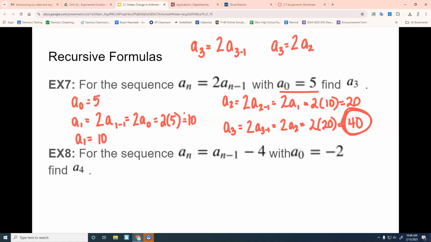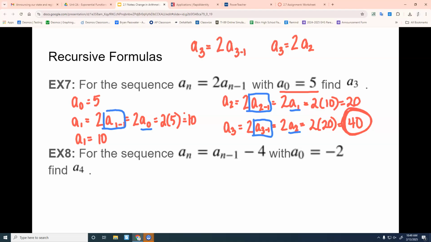Now, you don't necessarily always have to do that much work. Because what was happening here every time, let me see if it'll let me change colors. I want to change colors at least. So if I look at what happened right here, when I plugged in that 1, I got a sub 0. When I plugged in 2, I got a sub 1. When I plugged in 3, I got a sub 2.